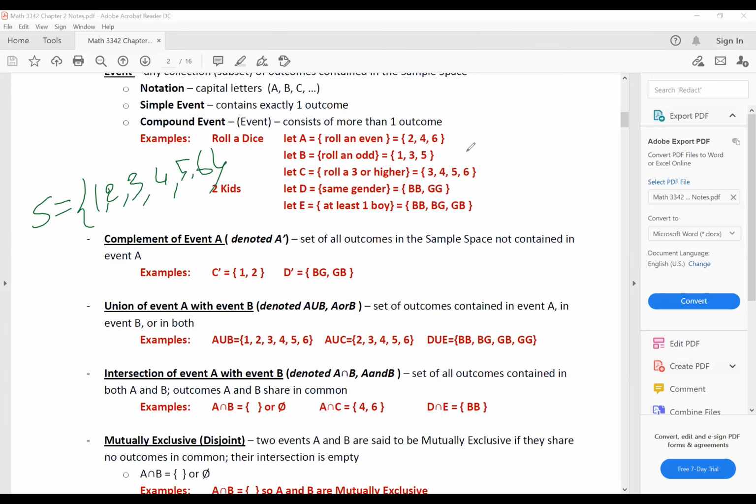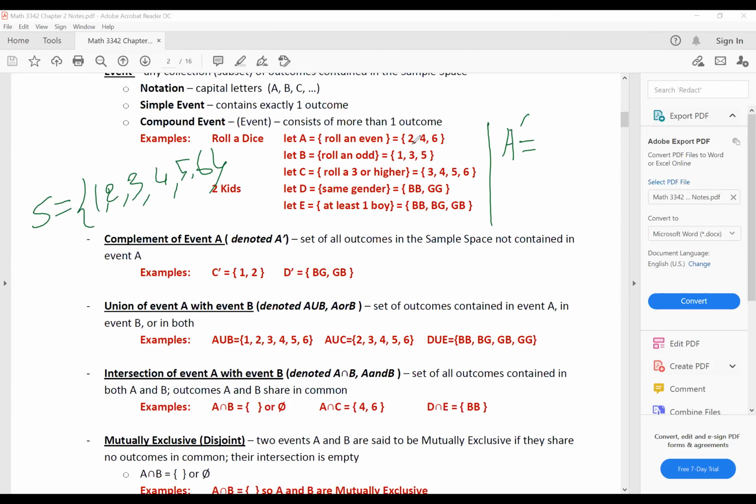So the complement of A is denoted by A prime or A dash. This is actually the symbol of complement. So A prime or A dash means A complement. A complement will be the rest of the outcomes which are not in the event A. That means the set of all outcomes in the sample space not contained in that event.